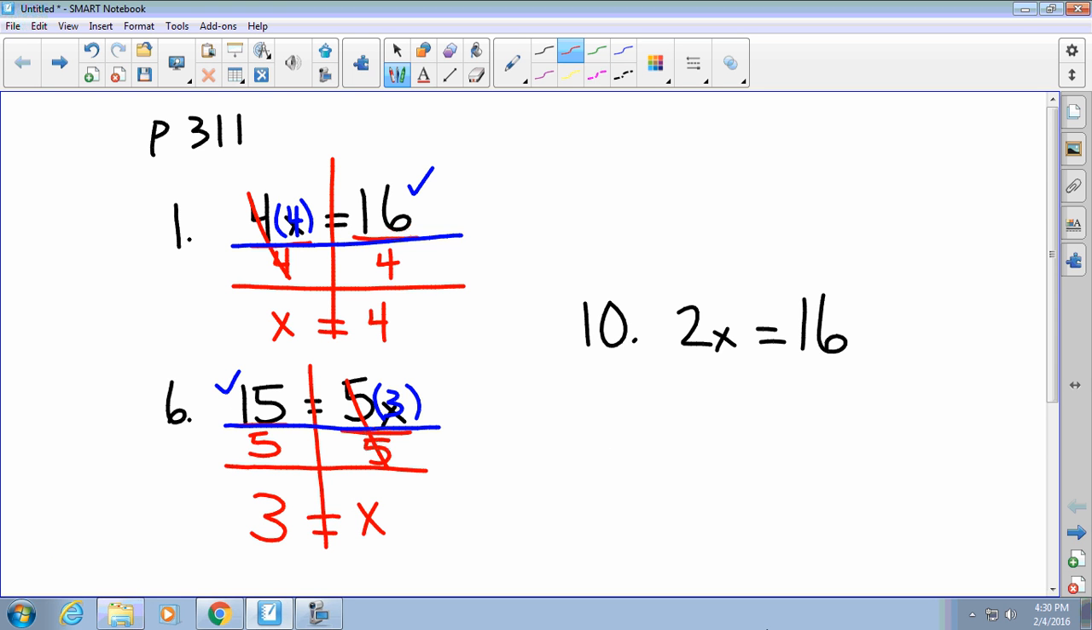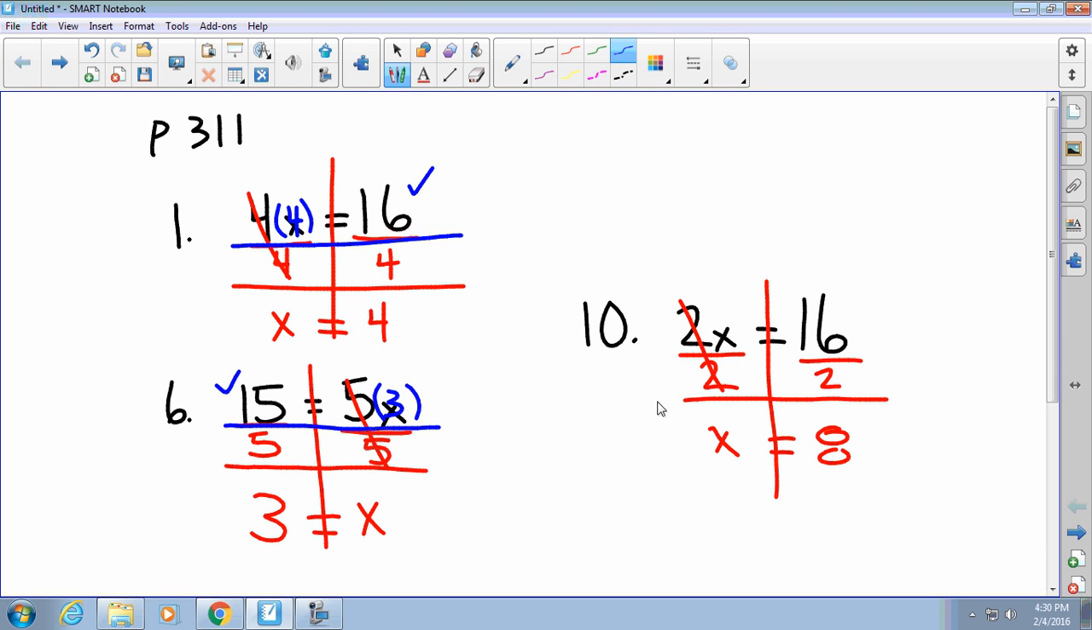The last one we're doing here is number 10. This is 2x equals 16. We have to isolate the x. 2 divided by 2 is x. 16 divided by 2, x equals 8.